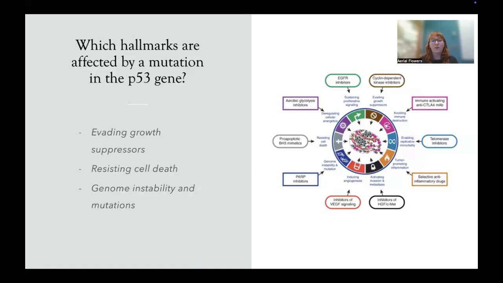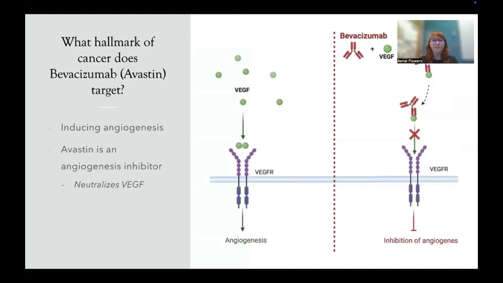The last hallmark that may be affected by a P53 mutation is genome instability and mutations. When cells with mutations and errors in replication resist cell death and continue cell division, the daughter cells that are produced also contain those mutations and errors. So the mutations are passed from cell to cell, leading to genome instability, or high rates of mutations in the resulting cells.